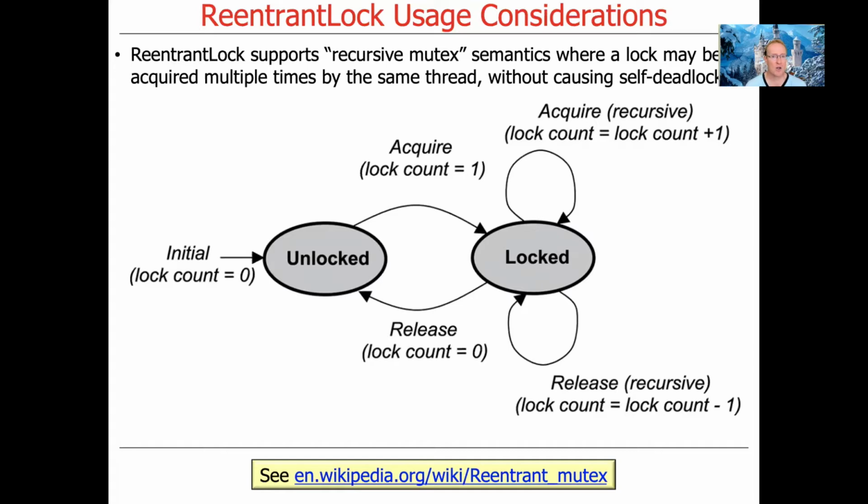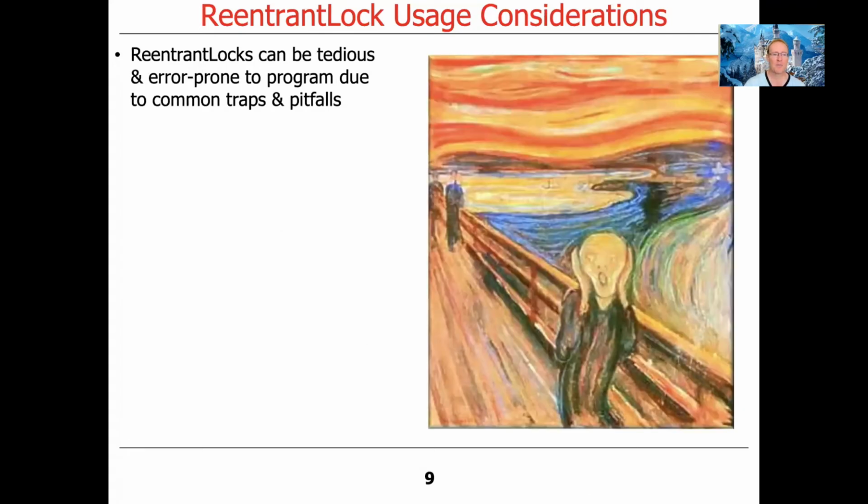ReentrantLock supports the so-called recursive mutex semantics, where the lock can be acquired multiple times by the same thread without having to worry about deadlocking on itself. So go back and rewatch the video on that if you need a refresher, or take a look at the link at the bottom of the page.